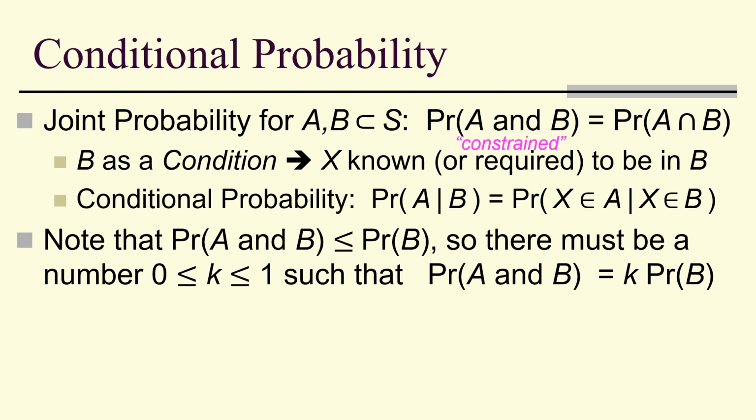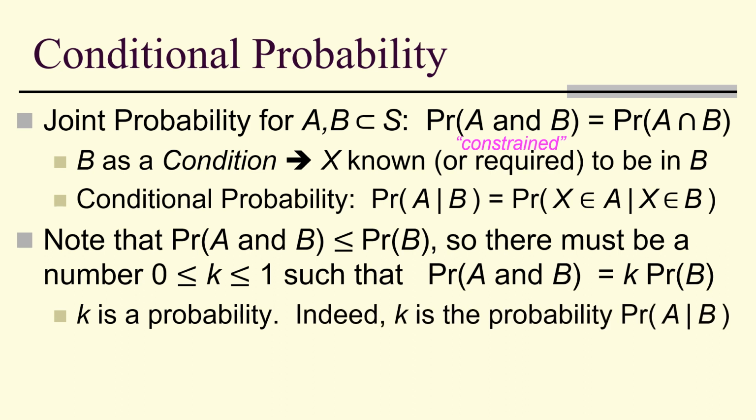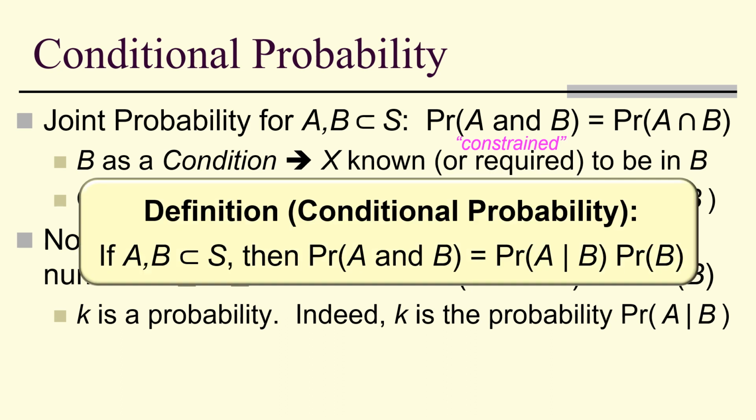Notice that the probability of A and B is less than or equal to the probability of B, so there has to be a K between 0 and 1, such that the probability of A and B is equal to K times the probability of B. But K, therefore, is a probability. In fact, it is the conditional probability of A given B. And that gives us our definition.